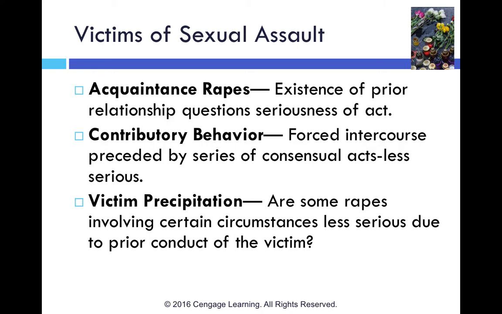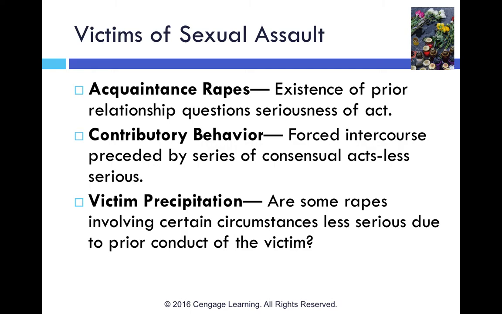So one thing we talked about, as I mentioned, is acquaintance rapes. And this is the vast majority of sexual assaults. There's a prior relationship, and that causes us to question the seriousness of the act, especially if it has occurred between people who have had consensual sexual activity before.